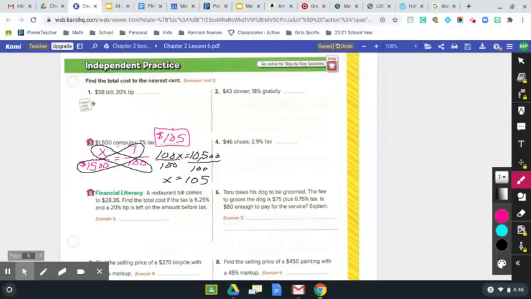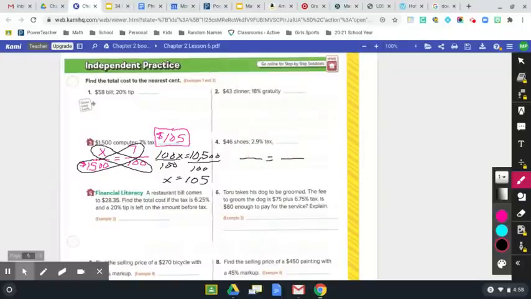So believe it or not, on a $1,500 computer that is charging 7% tax in that state, your tax amount is $105. Okay, let's try another one. Let's try number 4. So now we're looking at $46 shoes that is going to have a 2.9% tax rate. So let's get that proportion set up.